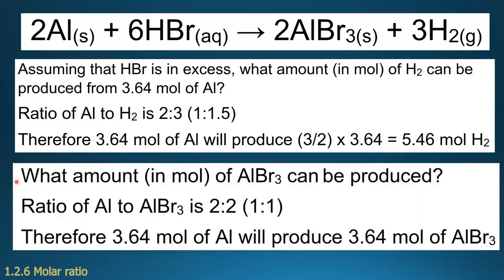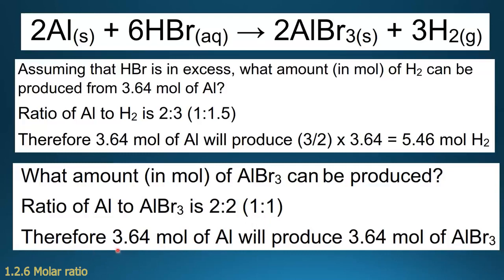And our final question, according to the same conditions, that means the hydrogen bromide is in excess, what amount in moles of aluminium bromide can be produced? So we look at the ratio of aluminium to aluminium bromide, and we can see it's a 2-to-2 ratio, and you can simplify that to 1-to-1.